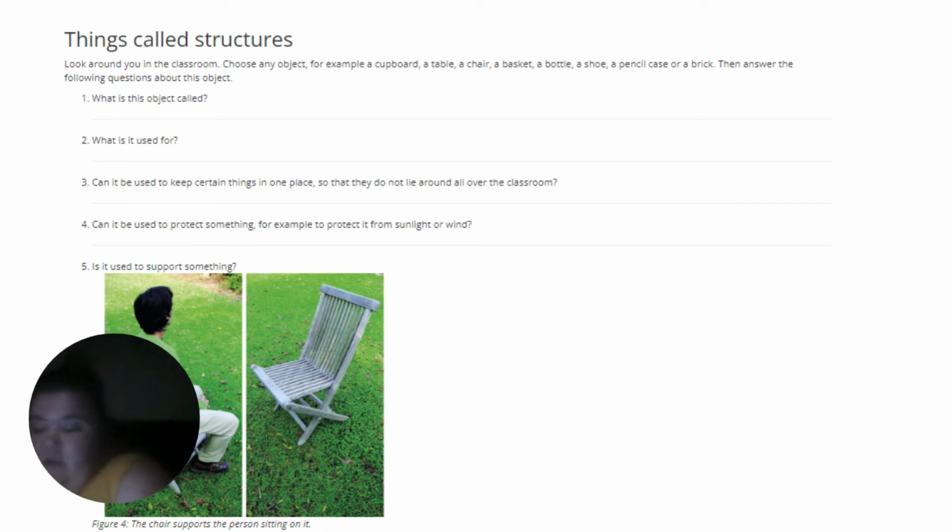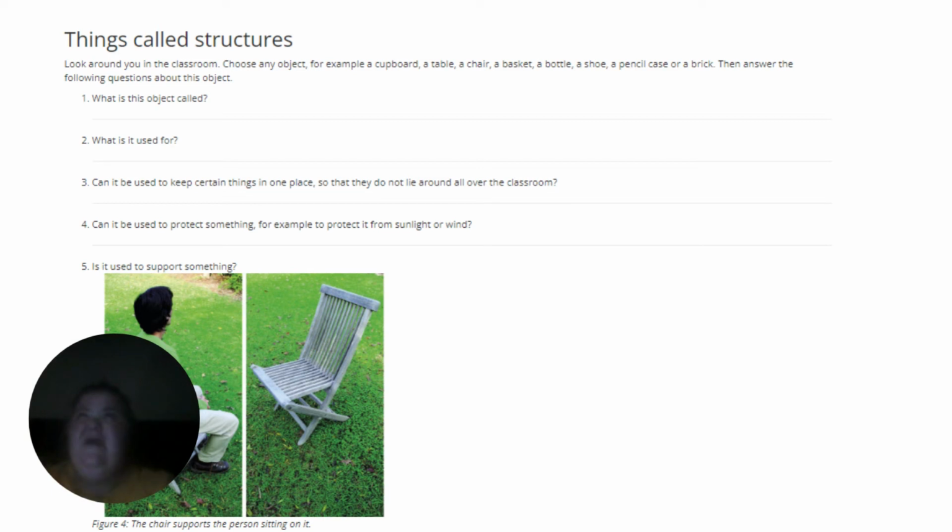I'm going to go with my coffee mug that I've been using in my video. They ask us, what is the object called? My object is called a coffee mug or a mug. What is it used for? Well, right now it's being used for coffee. So my answer would be, it is used for coffee or to drink liquids out of. Then it says, can it be used to keep certain things in one place so that they do not lie around all over the classroom? If you're in your house, you can say all over the house.